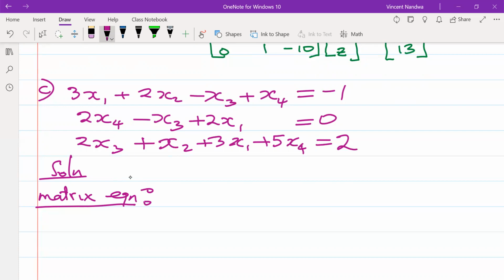Can you try to write the matrix form of that system? Are you able to do that problem?